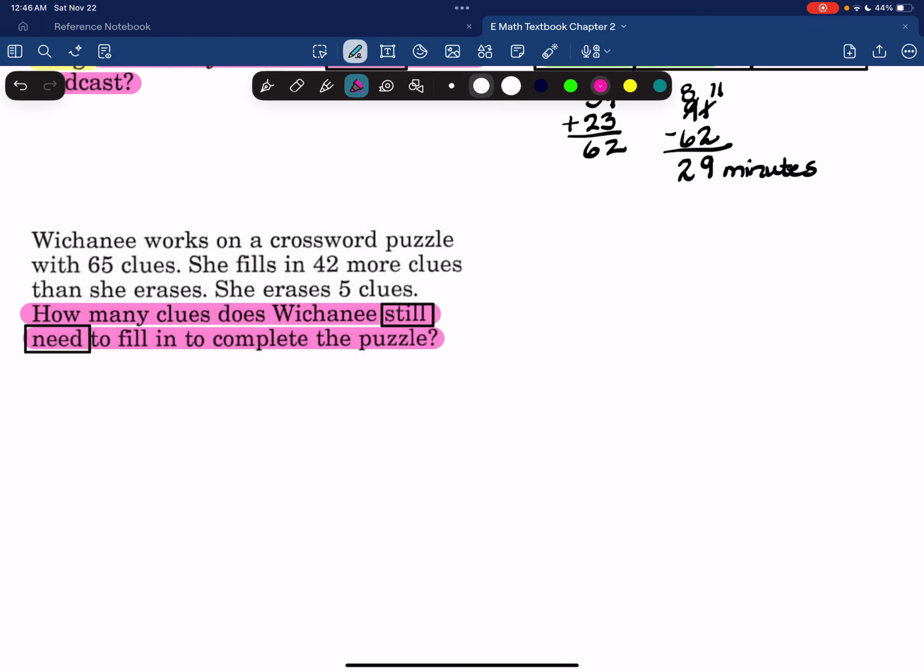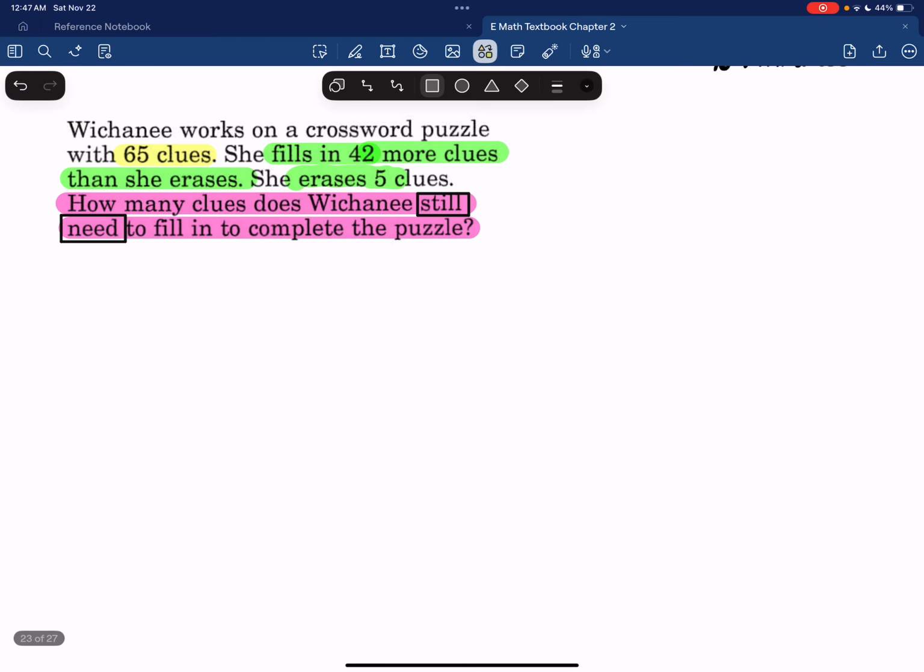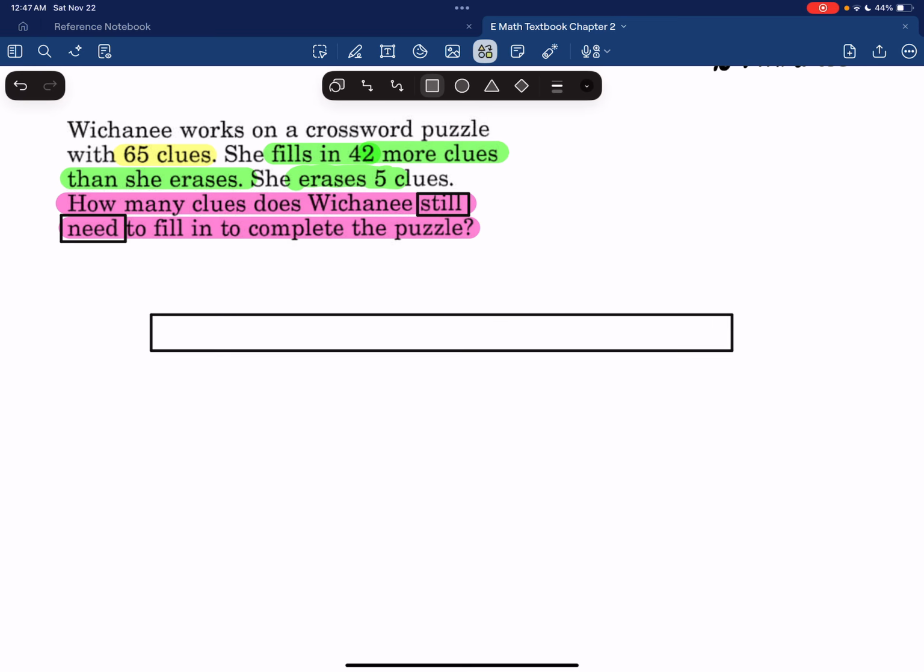All right, do we know a total? We do. The crossword puzzle has 65 clues. We know that she filled in 42. We know that she erased 5. Sorry, she fills in 42 more than she erases. I was getting a little bit tangled up there. For some reason, this one's messing with me, but let's see what we can do here.